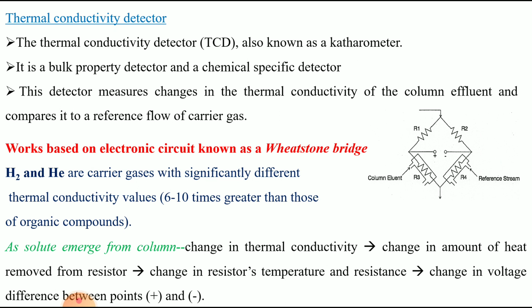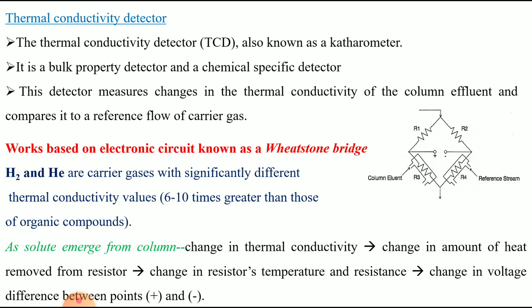Thermal conductivity detector. This thermal conductivity detector is also called a catharometer. It is a type of universal detector. It measures the bulk property. That's why we call it a bulk property detector.